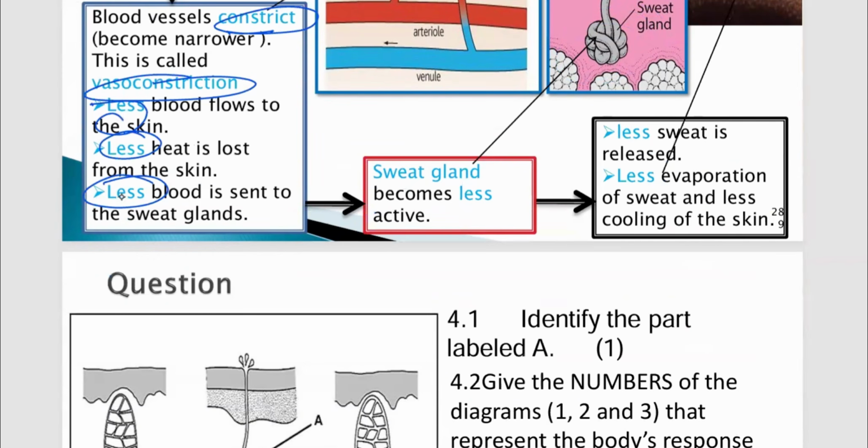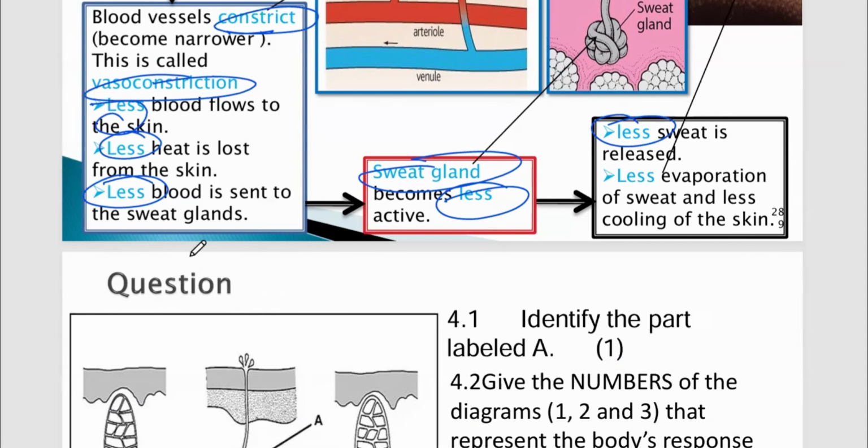Less blood is sent to the sweat gland. The gland becomes less active. Less sweat is going to be released, and less evaporation, leading to less cooling of the body. So you see that it is just the opposite of the other one.